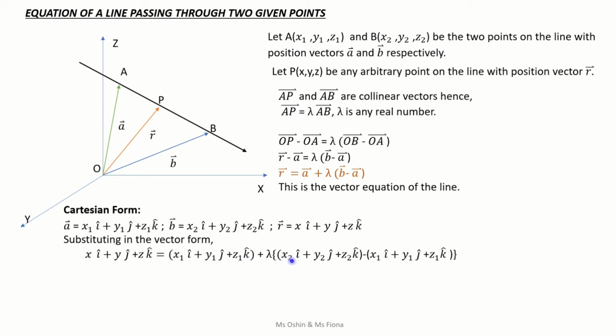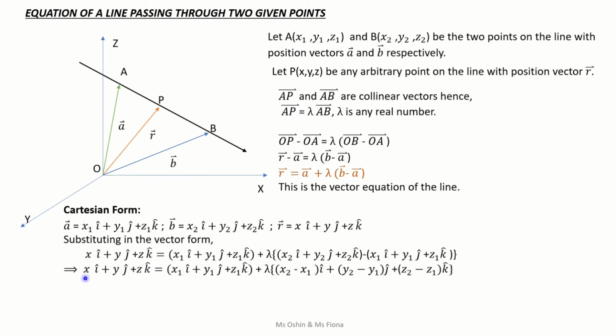Now observe here, we have x2 i cap plus y2 j cap plus z2 k cap minus x1 i cap plus y1 j cap plus z1 k cap. So subtracting this, we get the next step. This is same, this is same. Here we get x2 minus x1 into i cap, y2 minus y1 into j cap plus z2 minus z1 into k cap. Now we see that two vectors are equal to each other, so their corresponding entries have to be equal. So let's equate the like terms.